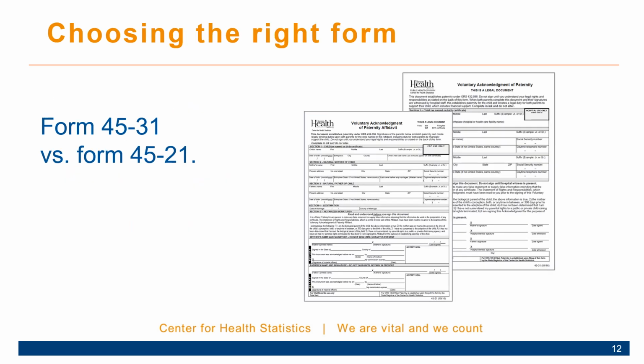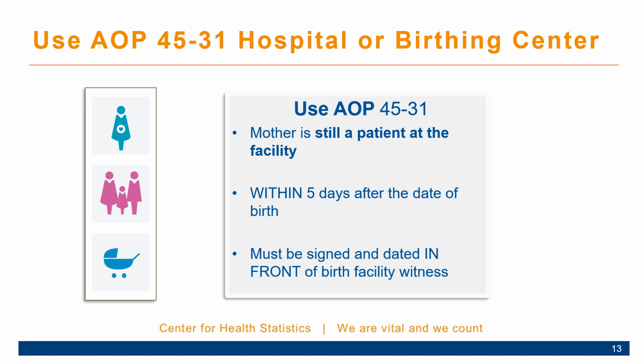Choosing the right form. There are actually two acknowledgement of paternity forms, Form 45-31 and Form 45-21. Let's take a look at what the differences are between those forms. If the birth occurred in your facility, use the AOP 45-31, which is the hospital form, when the parents are signing at the hospital or birth facility while the mother is still a patient.